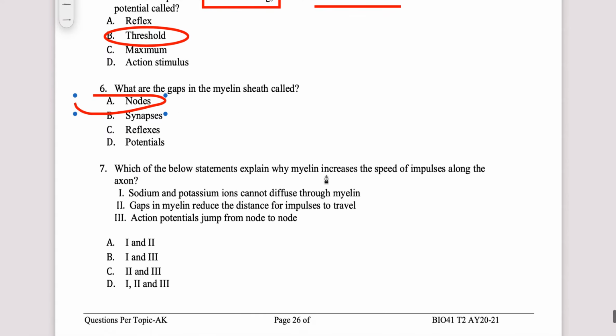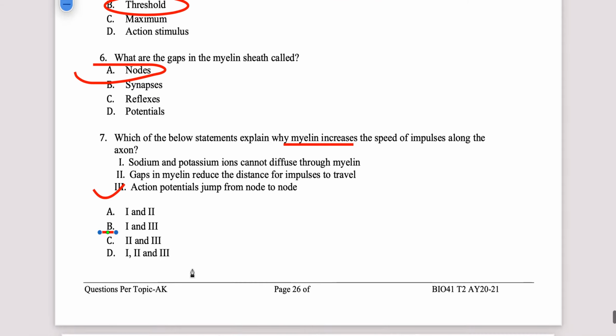Which of the below statements explains why myelin sheath increases the speed? Because the sodium and potassium cannot diffuse through. Yes, the gaps in the myelin sheath reduce the distance. I don't think so. This is true. Action potential. Wait. Sodium and potassium cannot diffuse through the myelin. Gaps in the myelin reduce the distance for impulse to travel. And action potential jumps from one node to another node. Yes, this is true. So I believe that it should be 1 and 3.